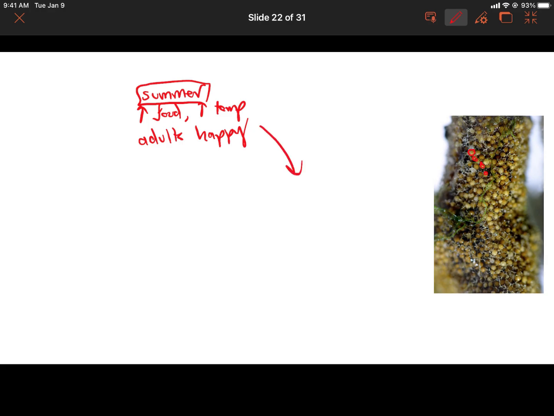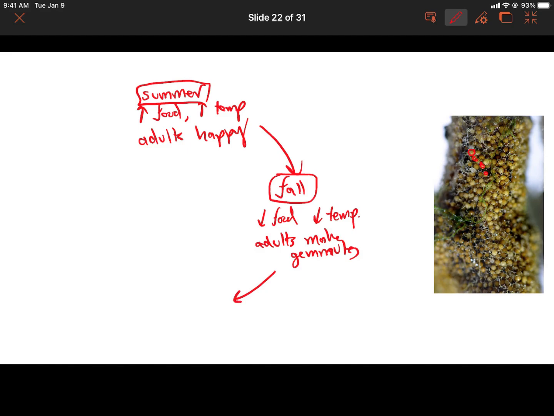Okay, so maybe it's turning into fall. Temperatures are getting cooler, day length is shorter, so there's less photosynthesis, so maybe there's less food, lower temperature, and the adult sponges realize, quote unquote, anthropomorphizing. Of course, this is an evolved behavior. They realize that soon they will be dead in the winter, and so what they do is they make gemmules, like the adults on the right there. Gemmules.